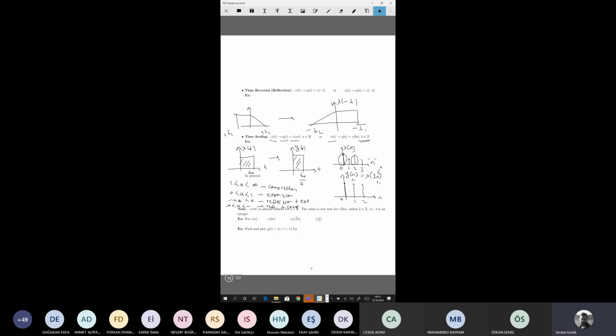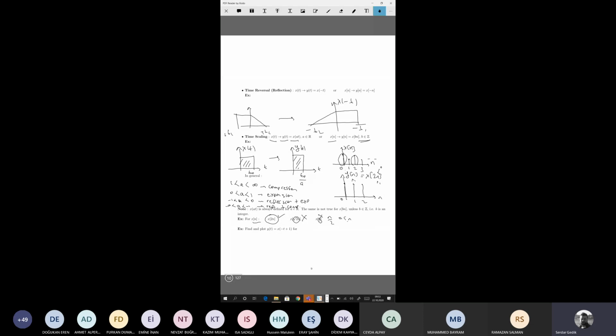This is for x of n. These square brackets show me that I have a discrete signal. So in that case, x of 2n is valid. This is a valid transformation. I have x of square root of 2 n. Square root of 2 is not an integer, so this is an invalid scaling. What about n over 2? I have n over 2, so 0.5 times n. So this is again not a valid time scaling.